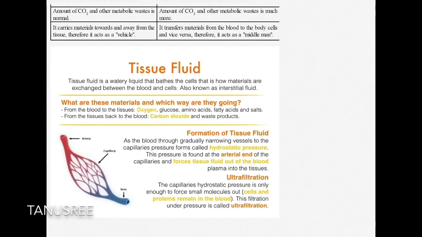So, what substances are moving from the blood to the tissues? Oxygen, glucose, amino acids, fatty acids and salts. And what is moving away from the tissues? Carbon dioxide and waste products.